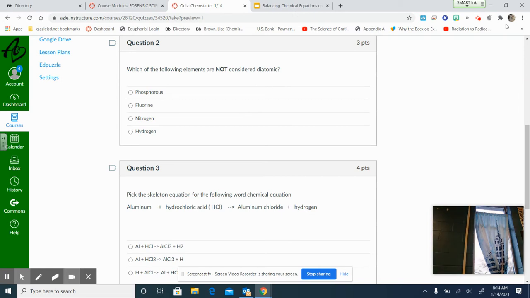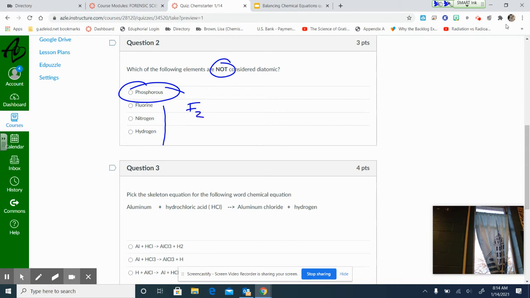All right, so same thing. It says, which of the following elements are not considered diatomic? So I just listed those 7. Phosphorus isn't one of them. Oh, wait, that's what it asked for, not. So that's the only answer. I was like, well, all these are the same. So yes, all of those are diatomic.